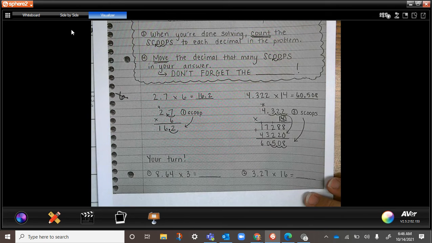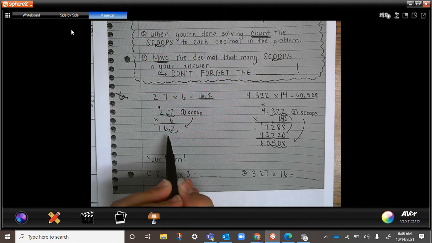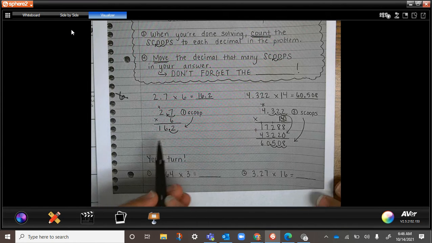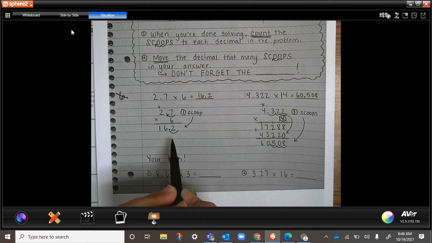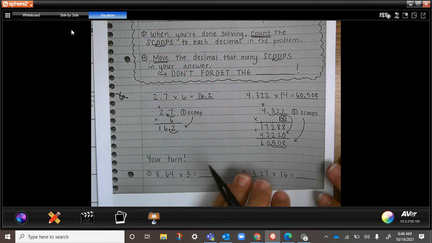And if you think about it, you're doing 6 groups of 2 and 7 tenths, which is about 3. And so if you did 6 groups of 3, that would be 18. So if we got the number 162, that would be way far off, a much, much larger number. So think about what that would be when you estimate or get an estimate. And if it's close and it's reasonable, you're wanting to check for that.